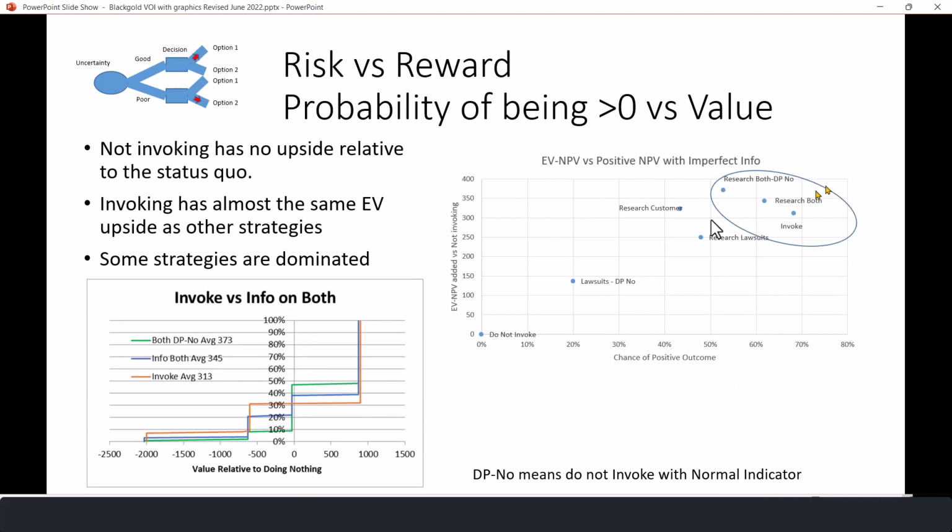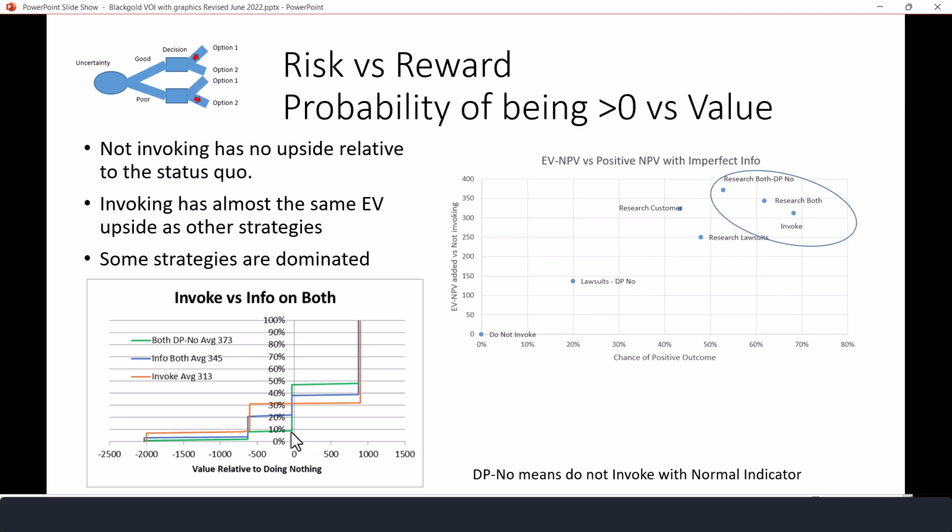What I've done now is simplify the chart to show only 3 things. I've shown the 3 cases of invoking, doing both, invoking with the nominal outcome, and doing both researches without invoking with the nominal. You can see that. Now, this chance of a positive outcome is a little bit misleading because I said positive. So that means to the extent that I incurred costs to get the research, it gave me a slightly negative number.